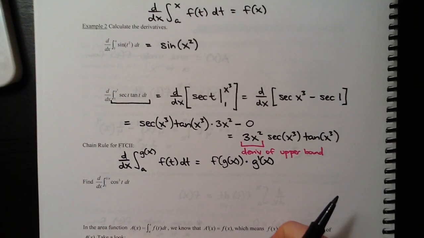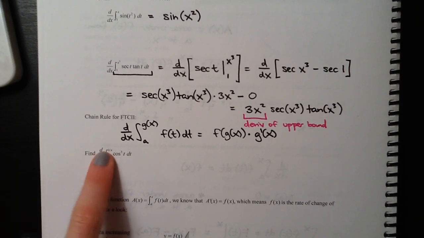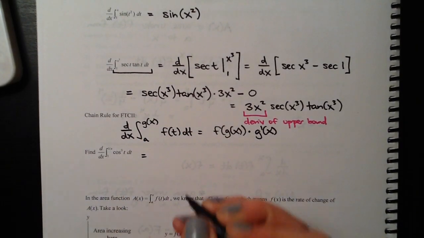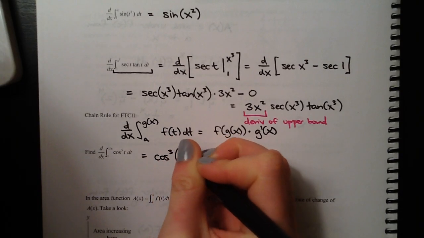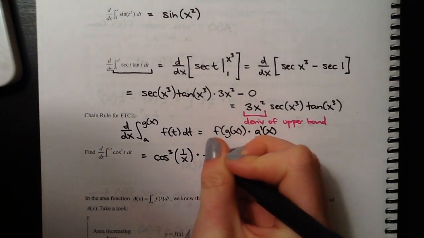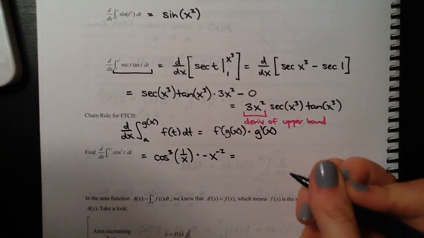All right, so let's try one now that we know the chain rule for the fundamental theorem part 2. Derivative of the antiderivative, I have a fancy upper bound. I start by literally just replacing the t with the upper bound. But then because it is a chain rule, I have to multiply by its derivative. So the derivative of 1 over x is negative x to the negative second. I can clean that up just a little bit.